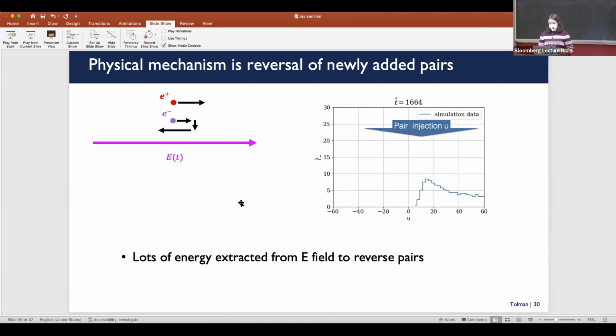We can also consider what the physical mechanism here is. Basically, the physical mechanism is the reversal of the newly added pairs, as I've said before. But basically what happens is when you add new pairs at this stage of the discharge, they really get sort of torn apart by this electric field. And that's a very violent behavior that takes a lot of energy out of the electric field. And taking energy out of the electric field will correspond to damping the electric field. Makes sense to everyone. Great.